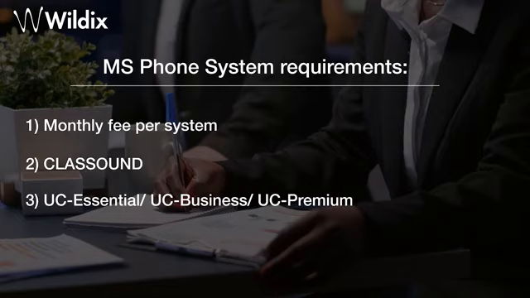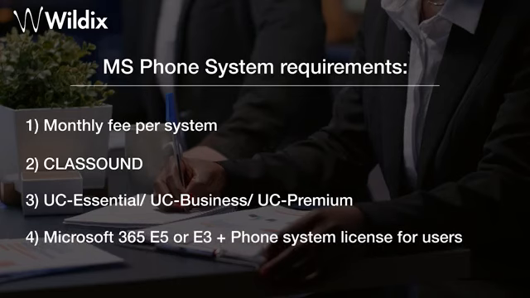All users who will be added on this dedicated Microsoft portal need a Microsoft 365 E5 plan or a Microsoft Phone System license plus Microsoft 365 E3 plan. In addition to that, those users need to have at least an essential license on the Wildix side, and Class Sound service must be activated on the PBX.